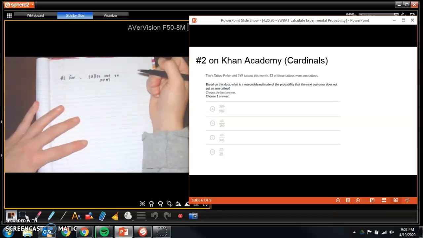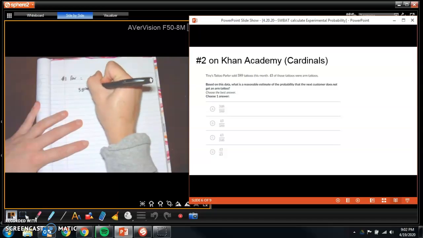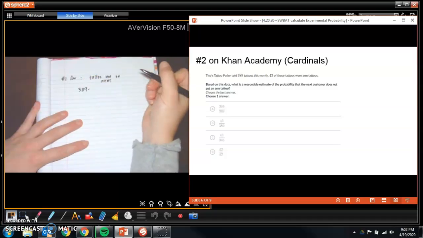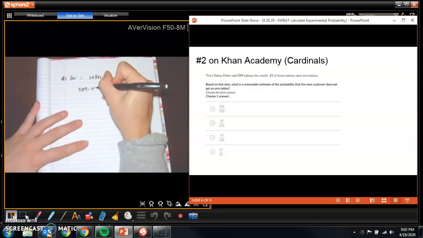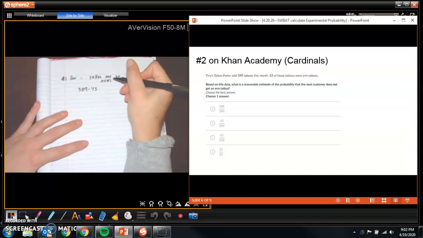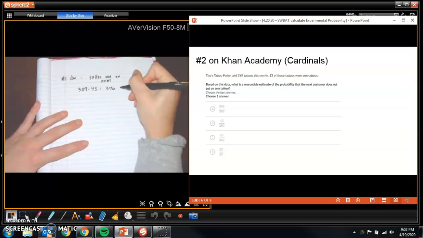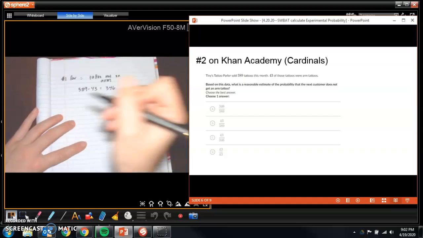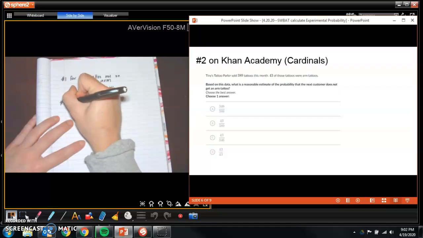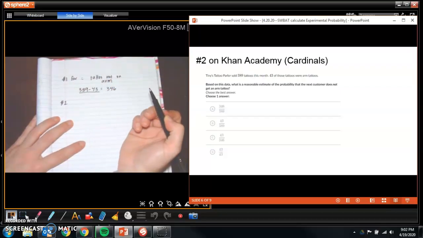So looking back at this problem, we know that there's a total of 389 tattoos. So then we need to subtract the number of tattoos that are on the arm, which are 43. And so the number of tattoos not on the arm is equal to 346 tattoos. This is our favorable outcome, not on the arm. Moving to criteria for success number 2. So you'll notice how this required an extra step of subtraction.